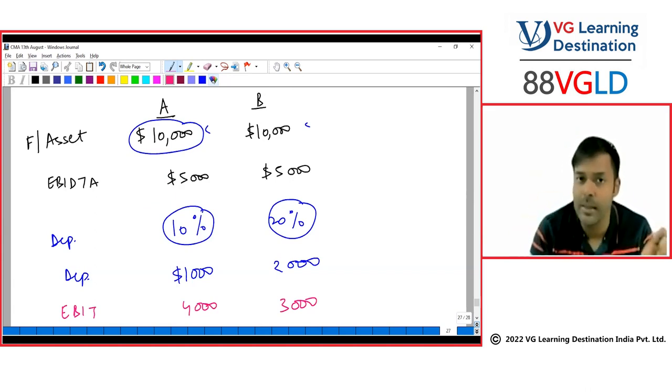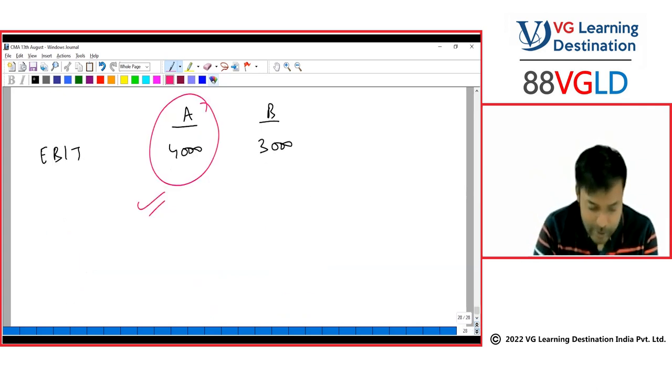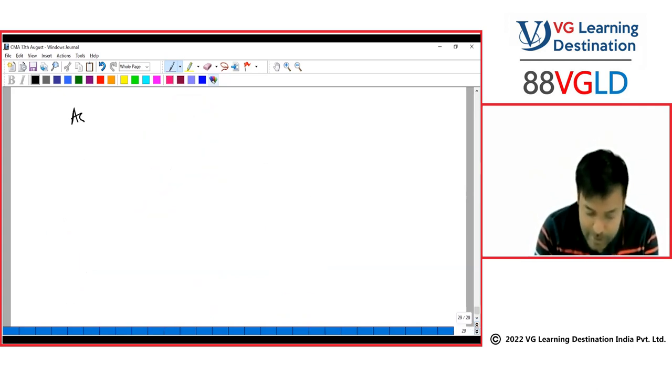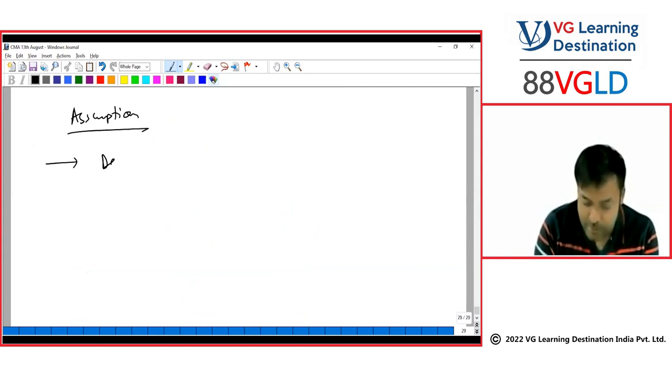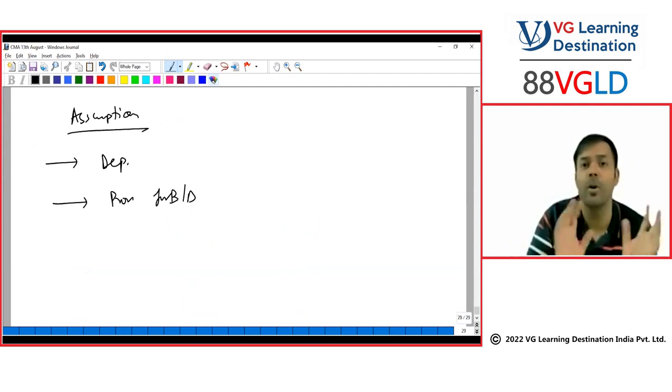This is the problem with the P&L, that you can take a lot of assumptions and estimates, the way Manish is saying. For example, I can choose the depreciation method. I can have a different provision for bad debts. I can choose a different method in that case. So, because you are taking different assumptions, you can manipulate your earnings also.